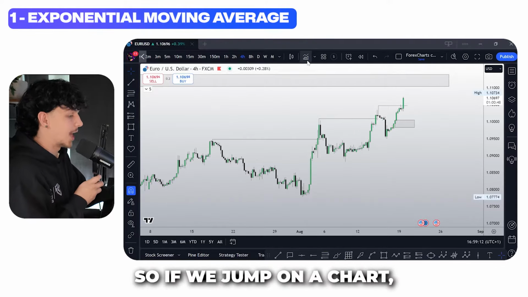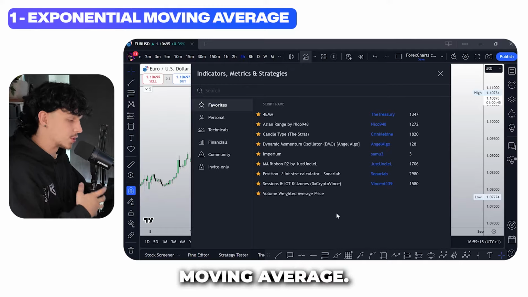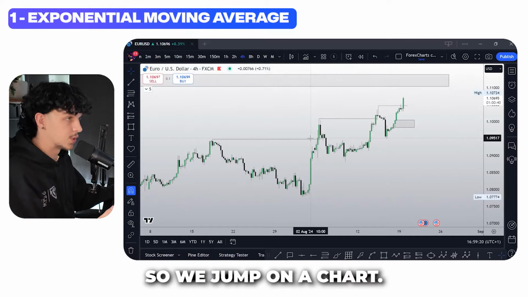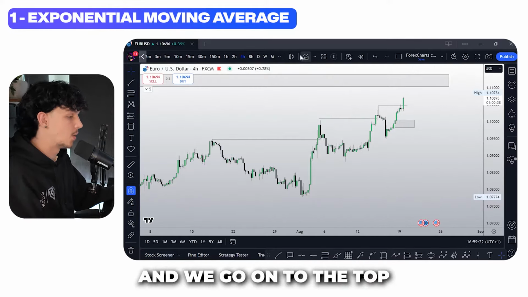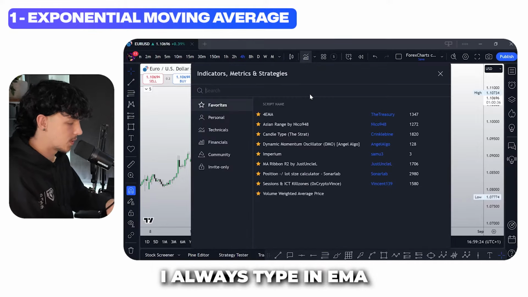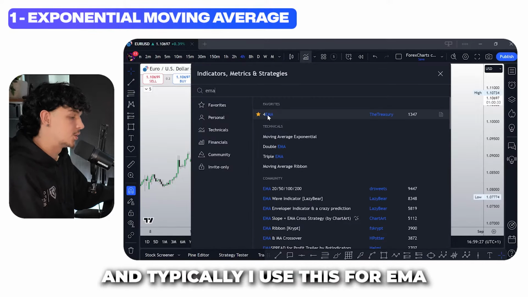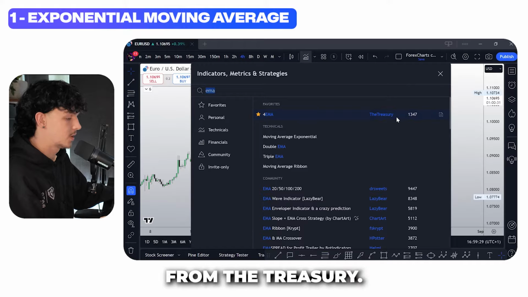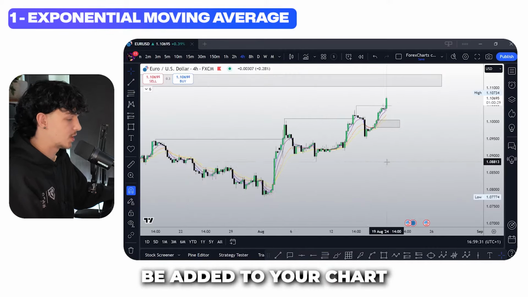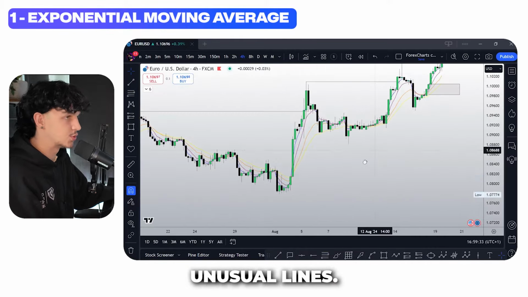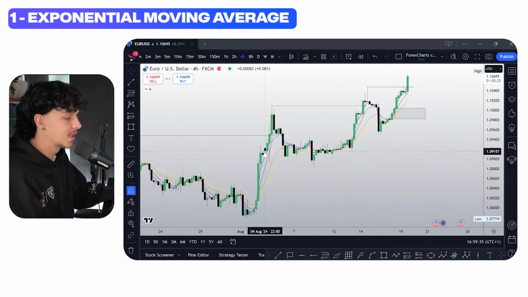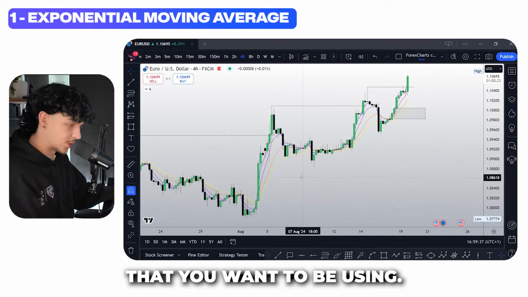So if we jump on the chart and have a look at an exponential moving average, I'm just on EUR/USD here, and we go to the top where it says indicators. I want you to type in EMA, and typically I use the exponential moving average. Click this and it will be added to your chart, and you'll see these unusual lines. These are your exponential moving averages that you want to be using.